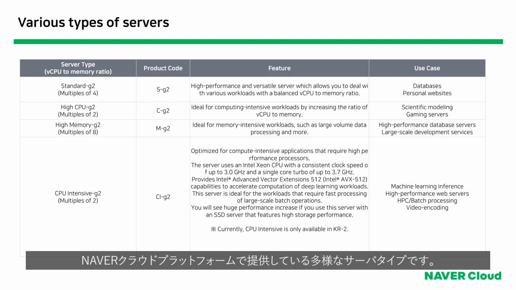These are various server types provided by NAVER Cloud Platform. As mentioned earlier, servers that can support various workloads are provided, including the standard server, which can be used most universally, high CPU server, which can be used for scientific modeling and game servers, high memory server, which can be used for high-performance database servers and large-scale game services, and CPU-intensive server, which can be used for processing servers for machine deep learning as well as high-performance web services.